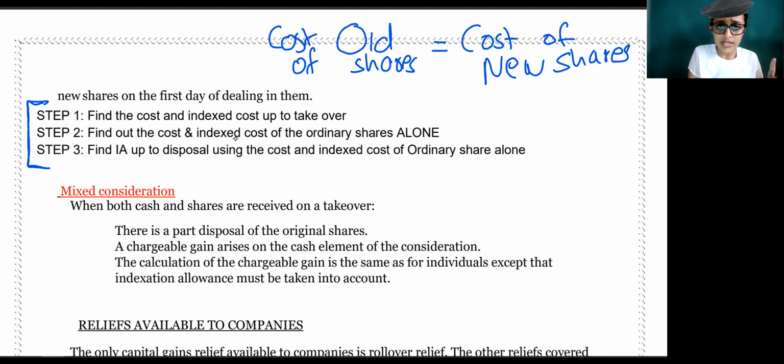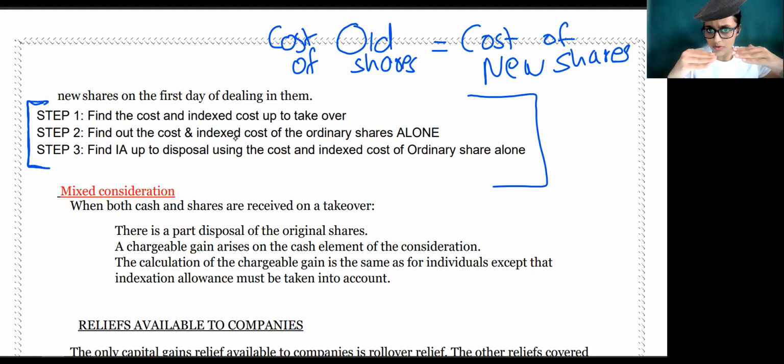All right. So once a share for share consideration happens and then there is a sale, how do you calculate the chargeable gain? Follow these three steps. What are the three steps? Calculate cost and index cost up to the takeover. So remember, takeover is not an operative event. After a purchase, if the next is a takeover, don't calculate IA over there. Purchase, and then after that, no IA. You just leave it as it is. If after purchase, another purchase, then you have to calculate IA. That is the first thing.